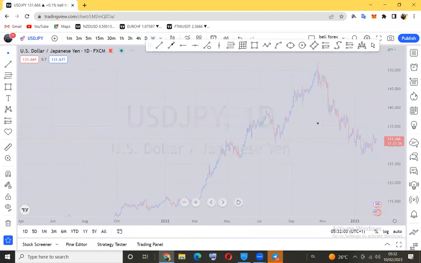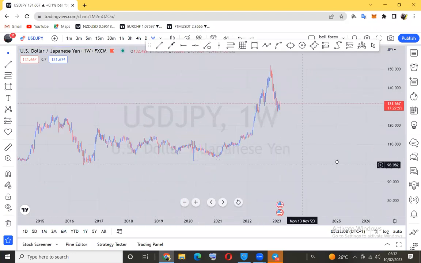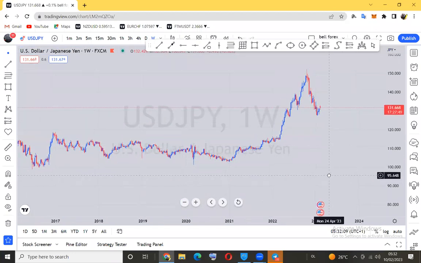Okay, I'll put it up to the weekly chart. And if you ask me, hey Ronnie, what was the previous trend for USD Japanese yen? Then definitely I will be able to spot this trend that started from this bottom to this top. So we had an uptrend. That was the previous major trend for USD Japanese yen.